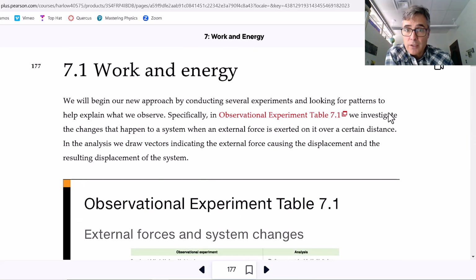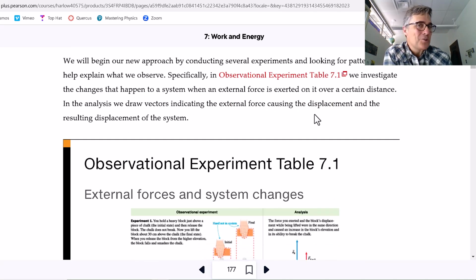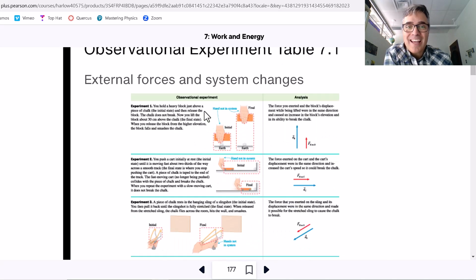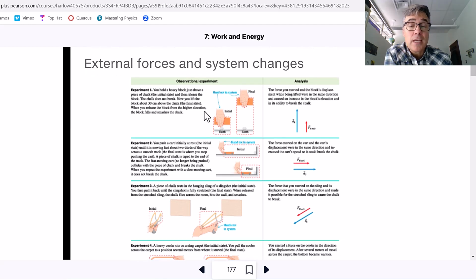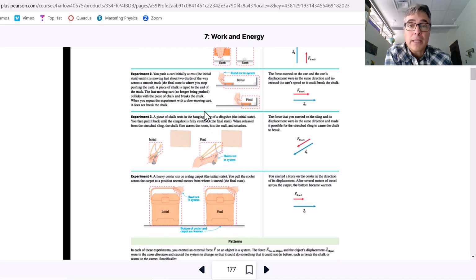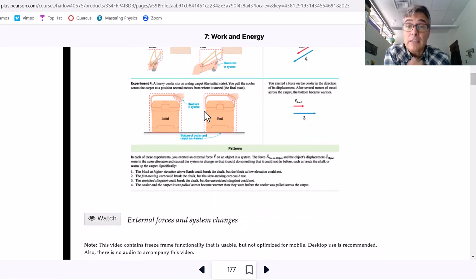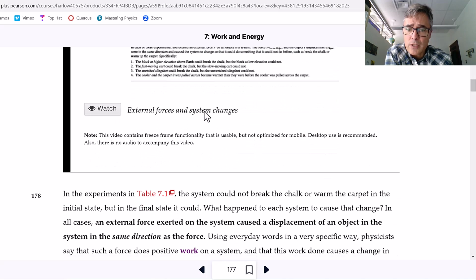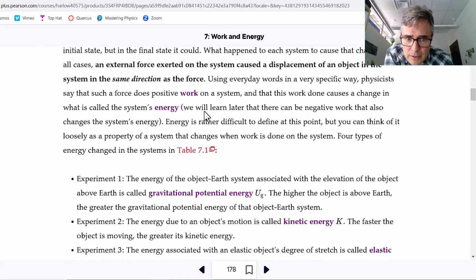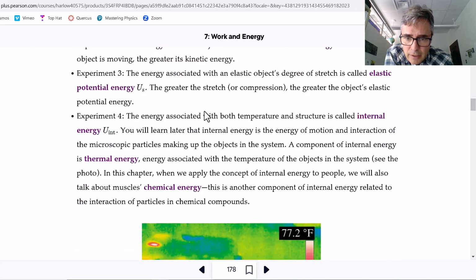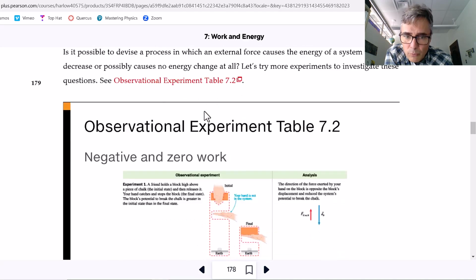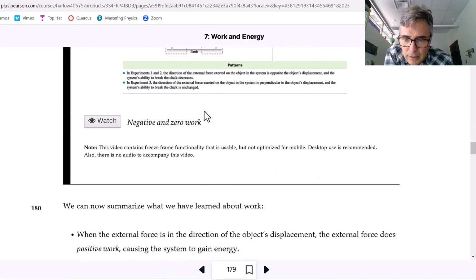Section 7.1 is called Work and Energy. And as usual with this textbook, she likes to begin with the observational experiments. The purpose of the observational experiments is to give you an idea of how to understand these concepts, how we can play around and make observations and lead us to these formalizations, which is really how science works. But if you want, you can skip ahead a little bit. This is talking about different kinds of energy, and it gets to a real definition of work, negative and zero work. And it really gets into it here.